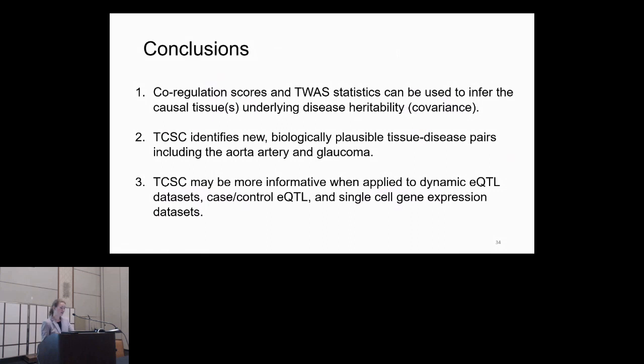And finally, TCSC might be more informative if it were applied to better data sets, such as dynamic eQTL data sets, where instead of steady state, which we're looking at in GTEx, that's probably not the best avenue to study disease effects, because that's not representative. For example, with autoimmune diseases, you need stimulated immune cell types to be able to see the effects, not just resting cells. It would be great to look at case-control eQTL data again, because we're looking at healthy samples in GTEx, same reason I just gave.